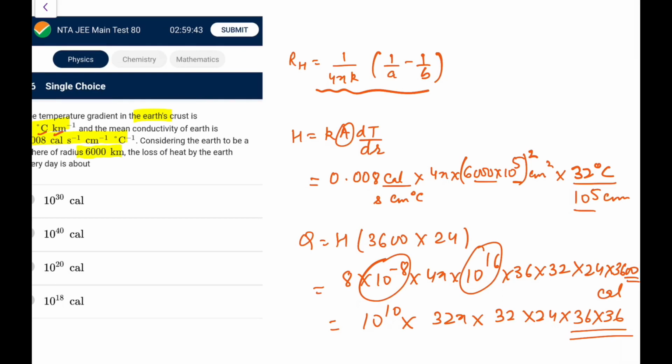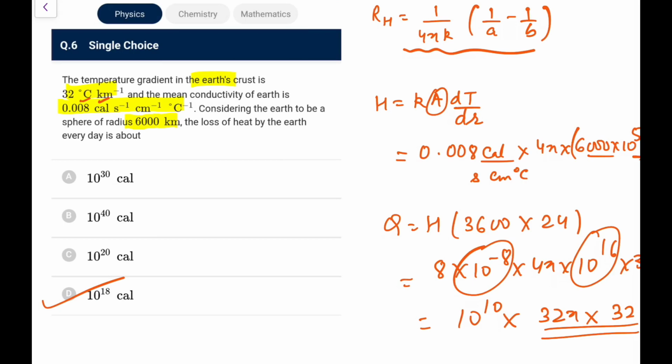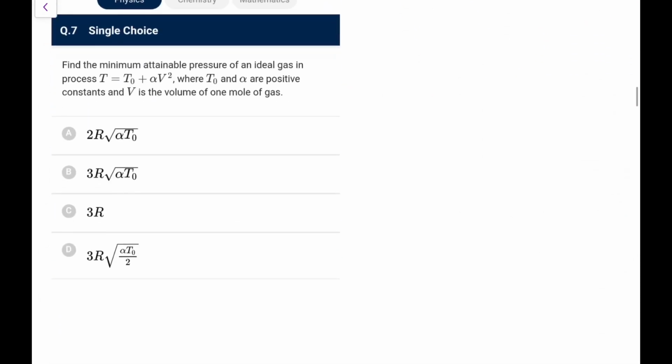It would be in thousands, so it will be 10 to the power 6 and it would be 10 to the power 7. So I think 10 to the power 17, 18 calorie is the approximate value. So we'll go for 10 to the power 18 calorie in this. But again, I don't agree with the way they are solving, because we know for a sphere the resistance is calculated like this. In this case, I can't calculate it.